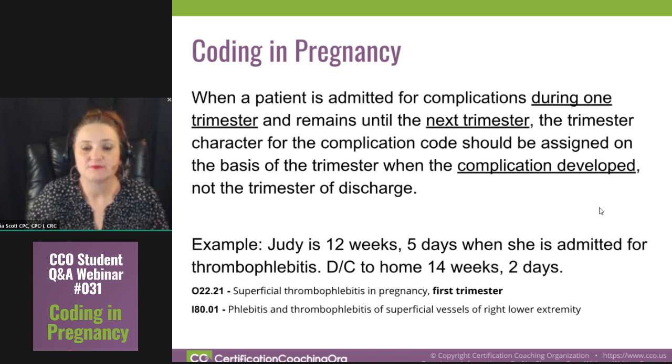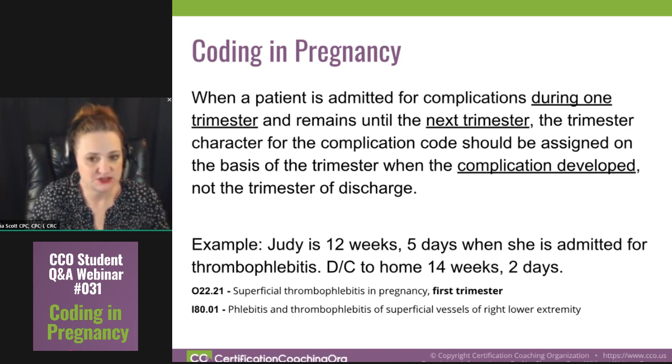So again, if the condition occurred in one trimester and you're discharged in another trimester, the principal diagnosis trimester will be listed as when it occurred. And that kind of goes against the way we would think, right? So make a note of that.